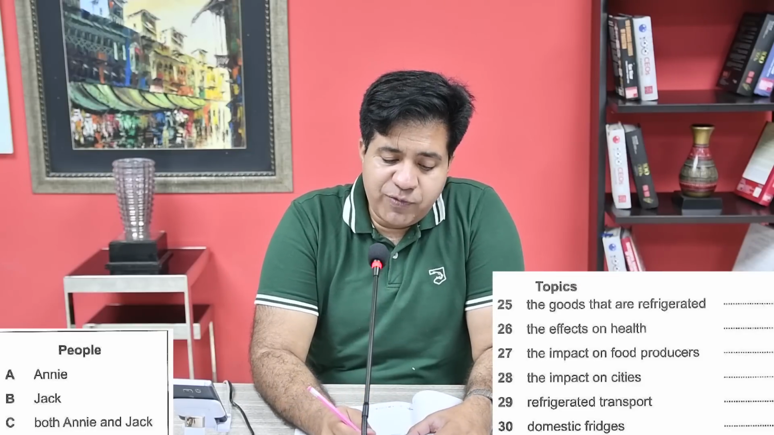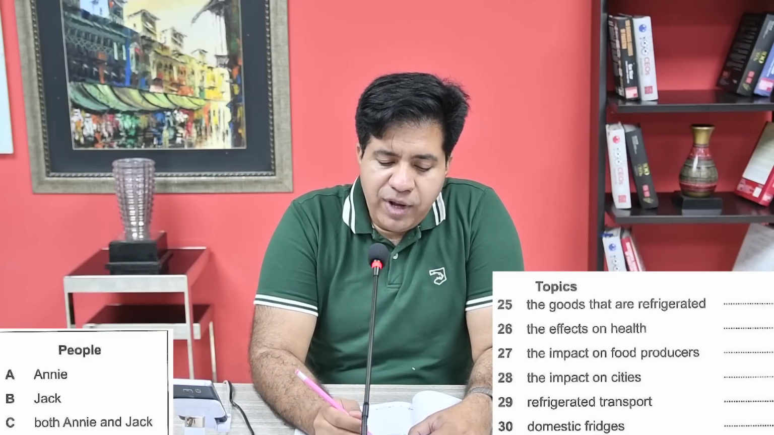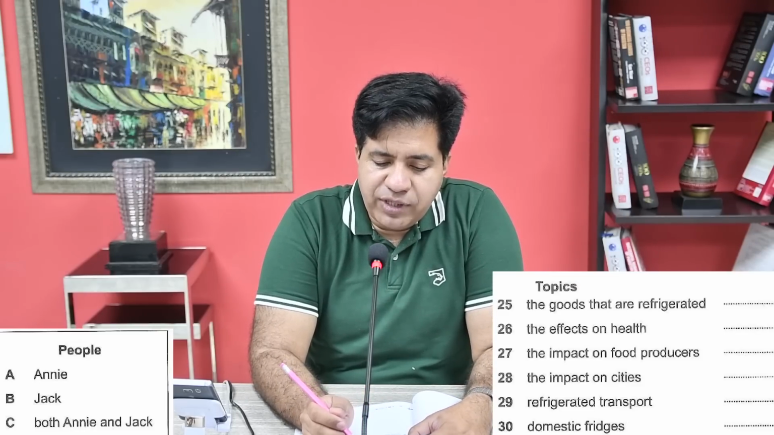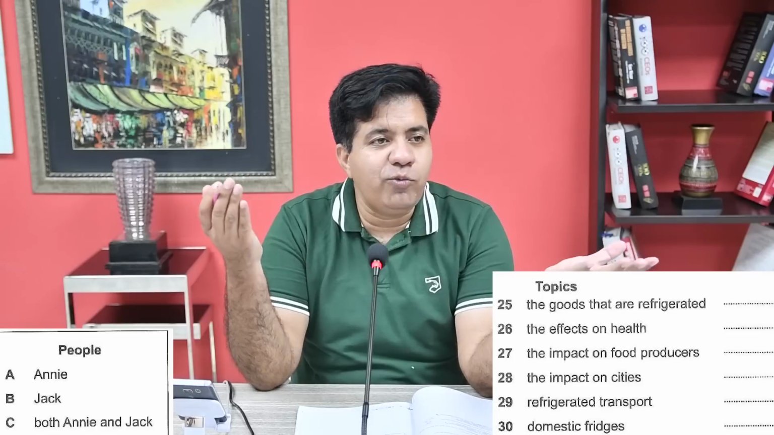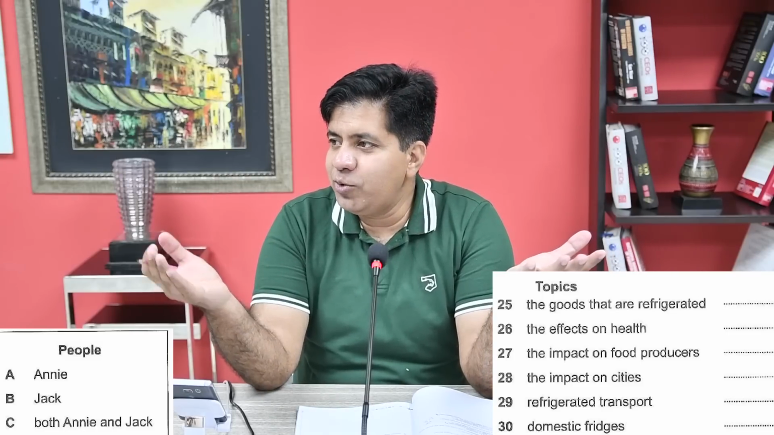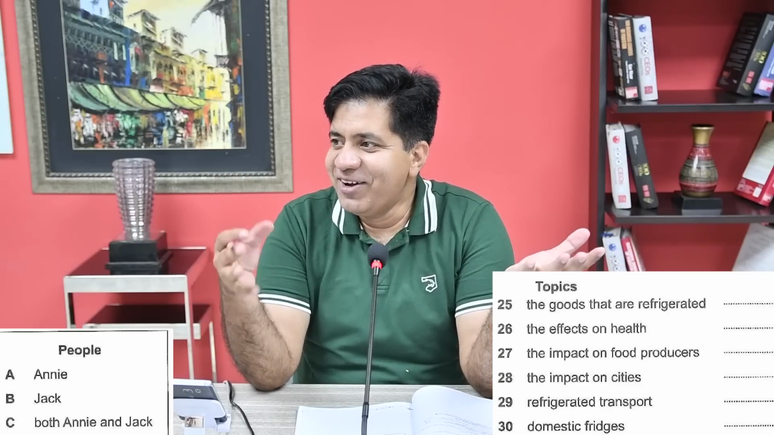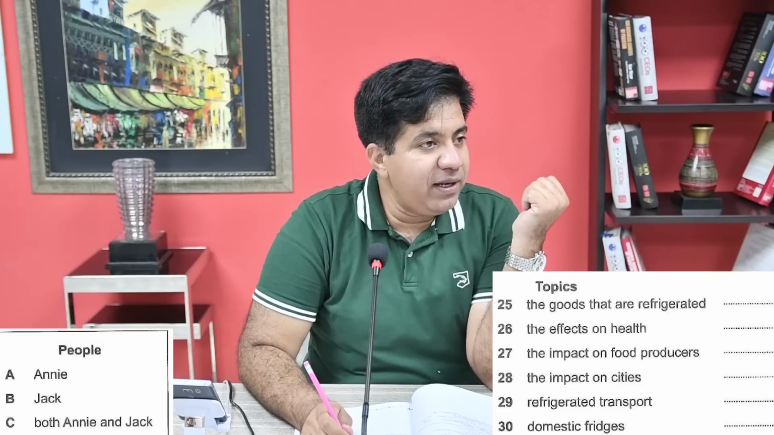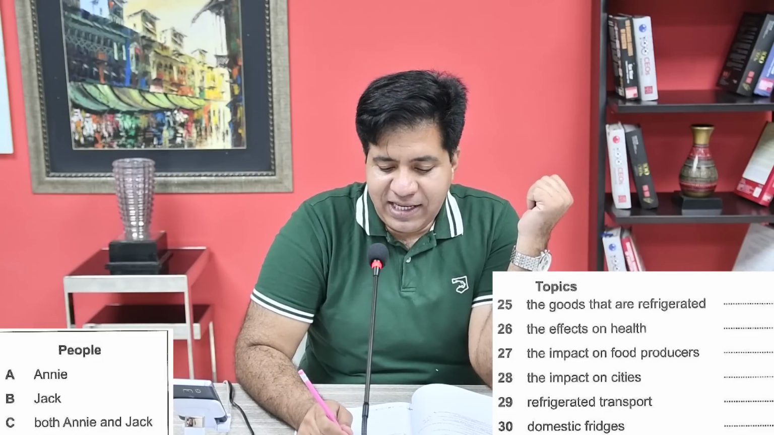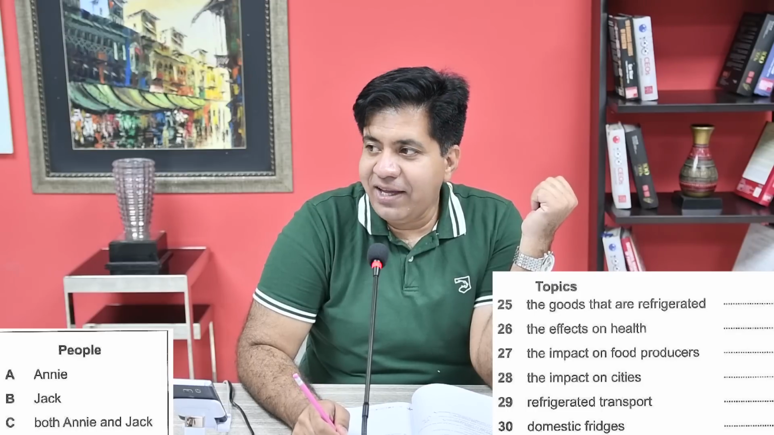Now let's see. First we read the question. Questions 25 to 30: Who is going to do research into each topic? So it's basically who is going to do what. Who is going to do what, right? So who is people, and that is A, Amy, B, Jack, C, both.